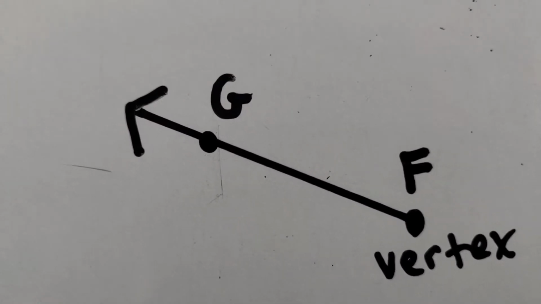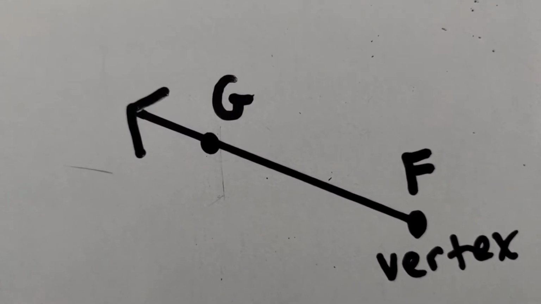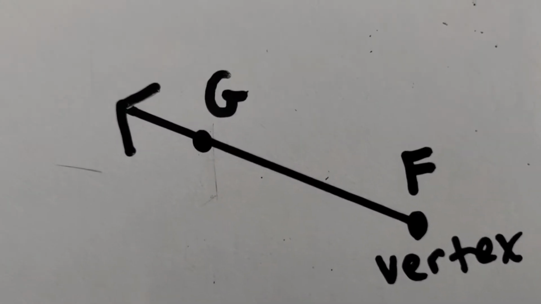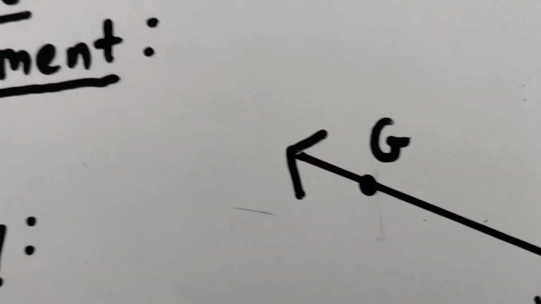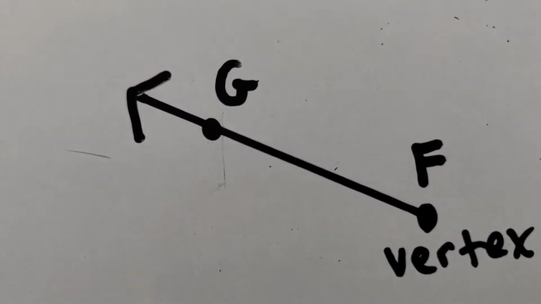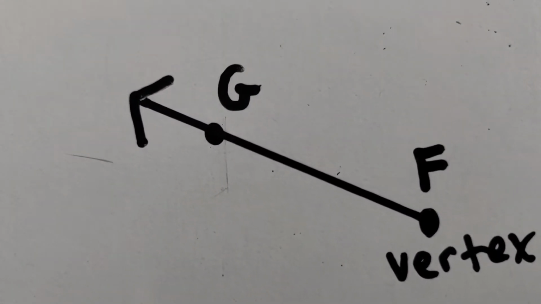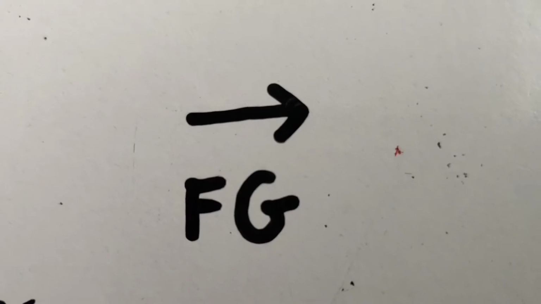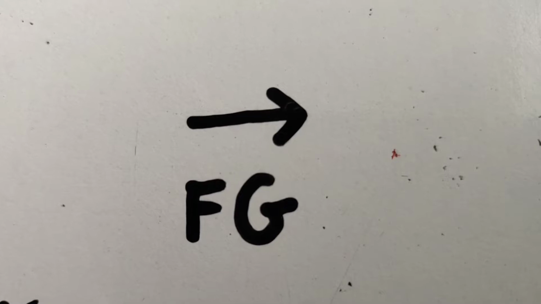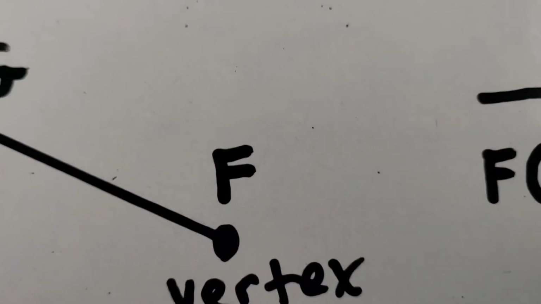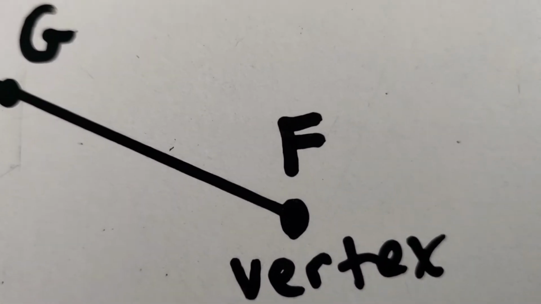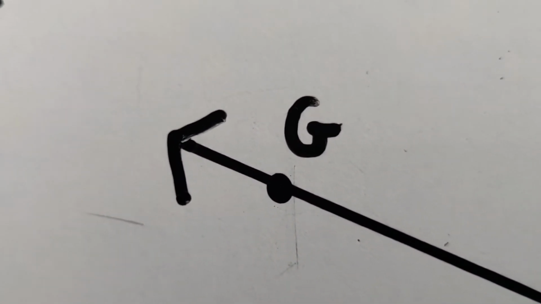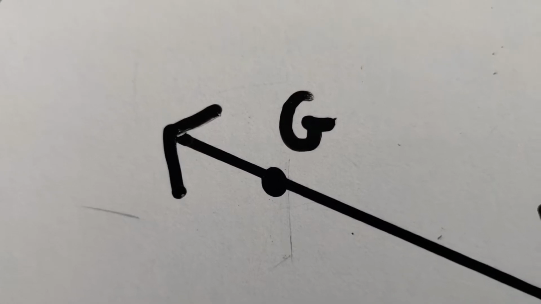So let's look at this ray again. I see that it's starting at point F, but if we go in this direction, it goes forever and ever. And so try to remember from last time, would we call this ray GF or FG? We would name it ray FG because it starts at point F and keeps going through point G and then on forever and ever, and that's what that arrow tells us.